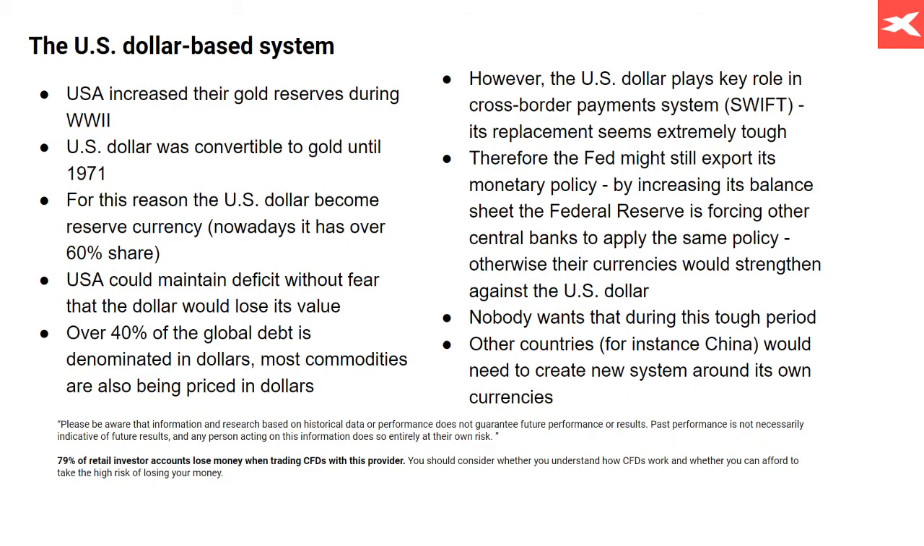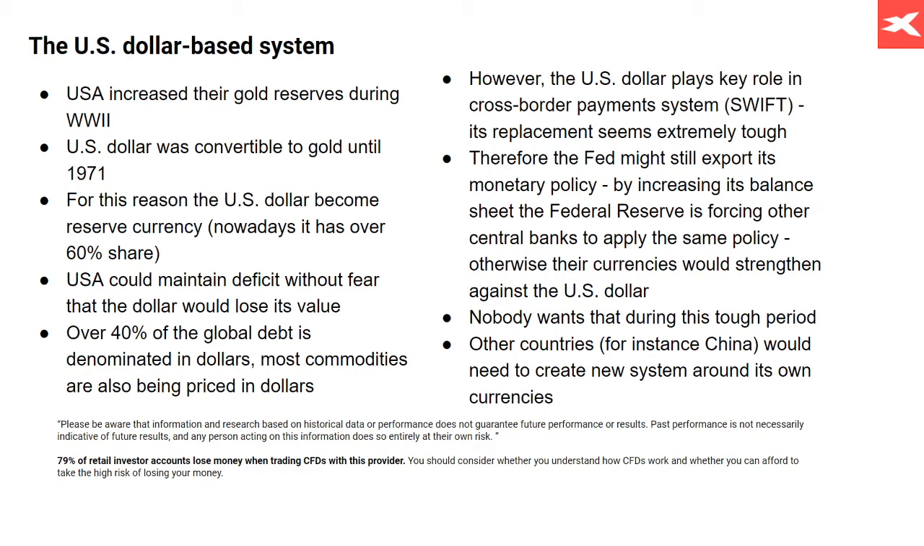So the US dollar-based system, this is some history regarding the dollar. The USA increased their gold reserves during World War II, and then gold became convertible to the US dollar until 1971. For this reason, the US dollar became the reserve currency. Nowadays, it has over 60% share. What does a reserve currency mean? It just means that central banks across the world carry the US dollar as reserve. The USA could maintain deficit without fear that the dollar would lose all its value.